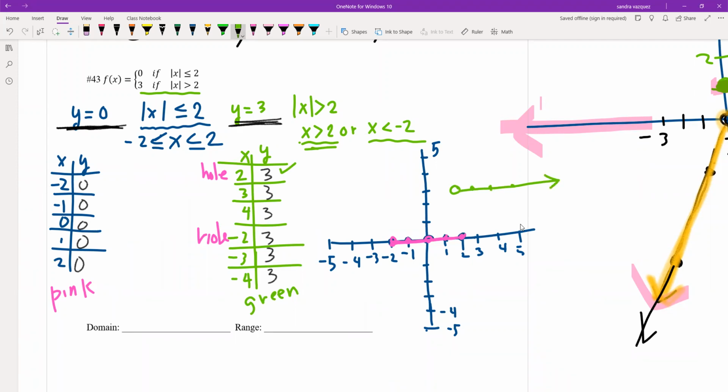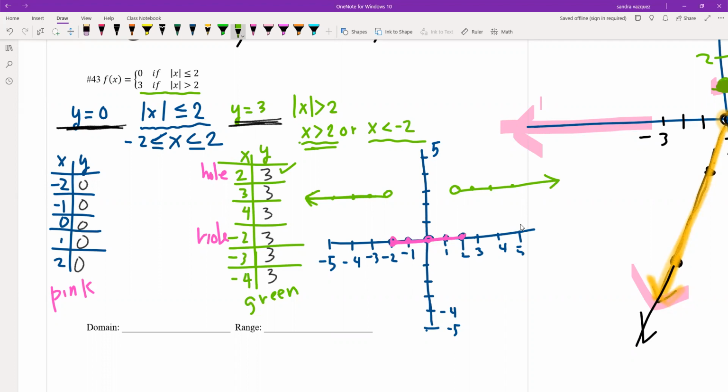And then the other one, it will be a -2 and a 3. And then a -3 and a 3. A -4 and a 3, a -5 and a 3. And so forth is going to come this way. And this is the graph. This is your piecewise defined function.